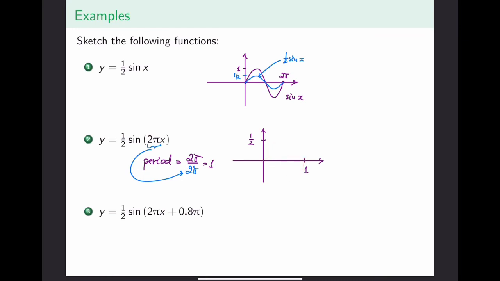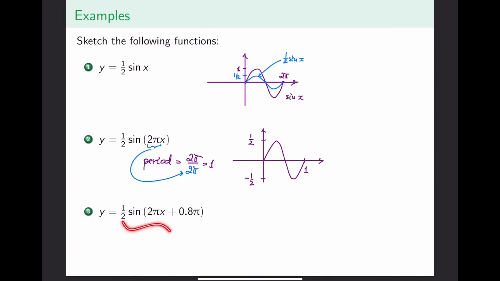So something like that. I'm going to try to keep it quite symmetric. There we go. That's not half bad. Remember that it is fully symmetric vertically. So amplitude of 1/2 means it goes between 1/2 and -1/2.